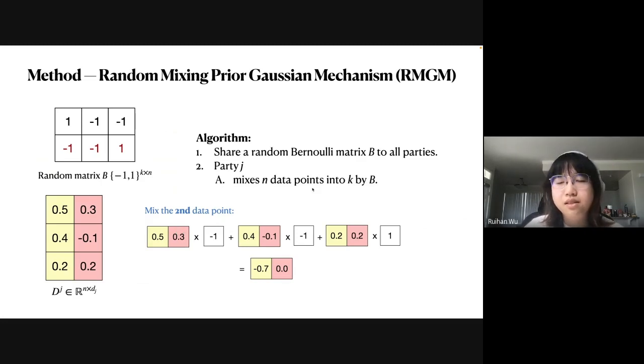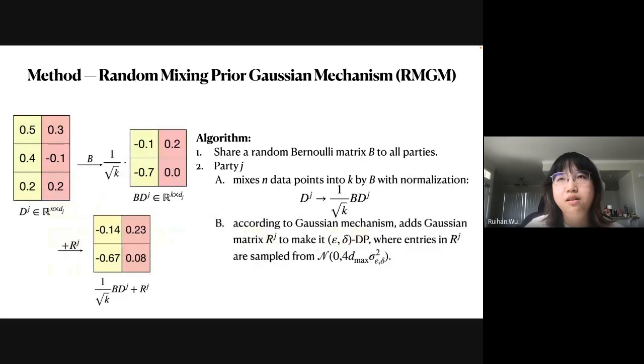So this is the sensitivity for if k is set as 1. If we have k data points, that's why we have this normalization here. For one data point, the sensitivity is 2 times square root of dj. For k, it becomes 2 times square root k dj. So with this factor, the sensitivity is square root 2 dj.